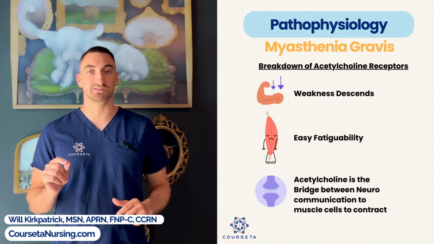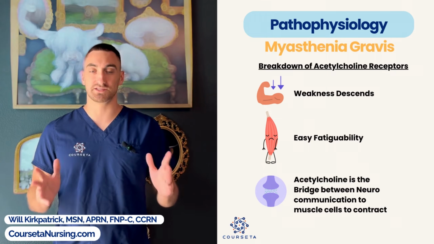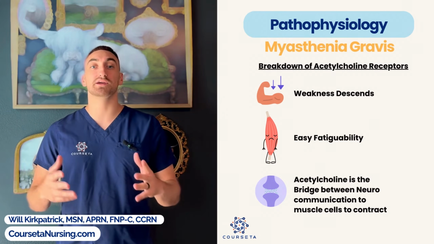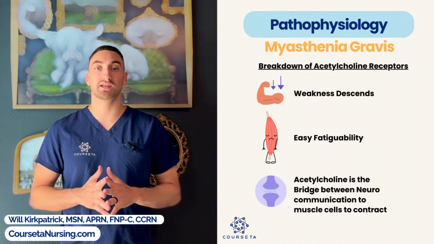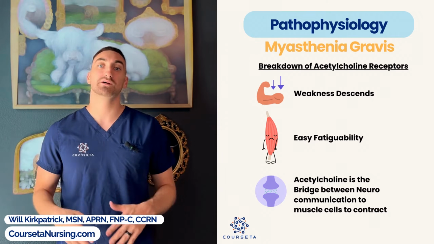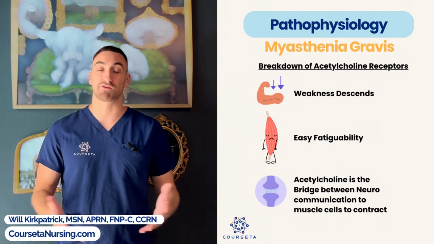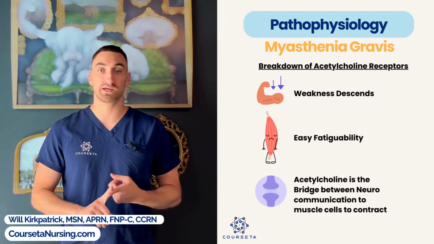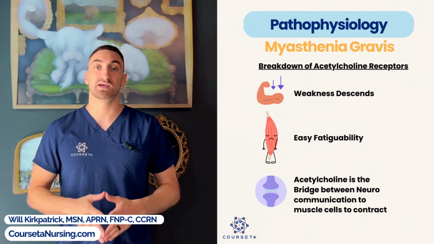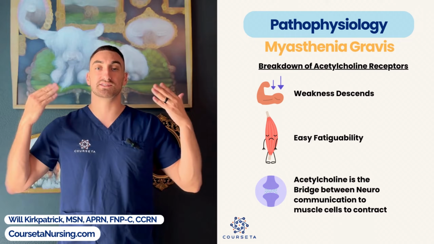So there are three key takeaways that I want you to remember about the pathophysiology of myasthenia gravis. Number one, it's an autoimmune attack on the acetylcholine receptors. And that acetylcholine, once again, is the neurotransmitter that communicates to the peripheral nervous system to stimulate muscle contractions and relaxation. Number two, this disease is progressive and it causes muscle weakness and increased muscle fatigue. And then lastly, myasthenia gravis is weakness or paralysis that can happen from the head going down. So the weakness descends downward.